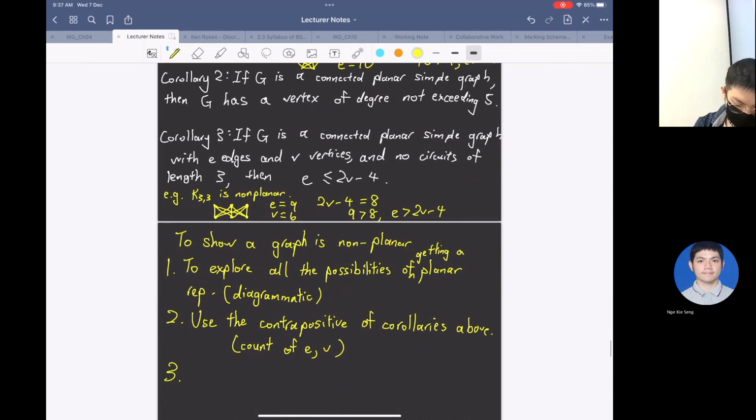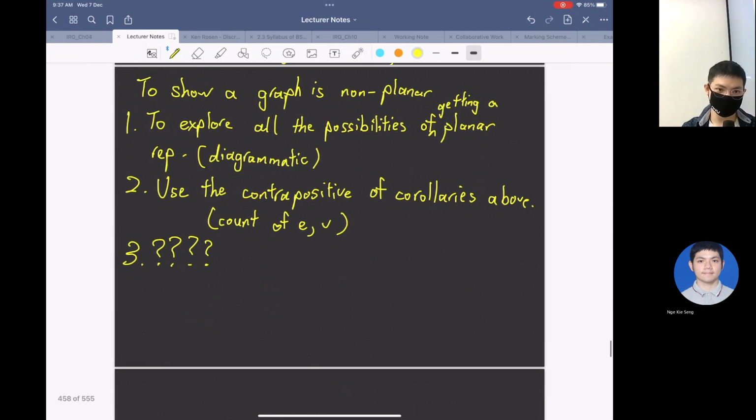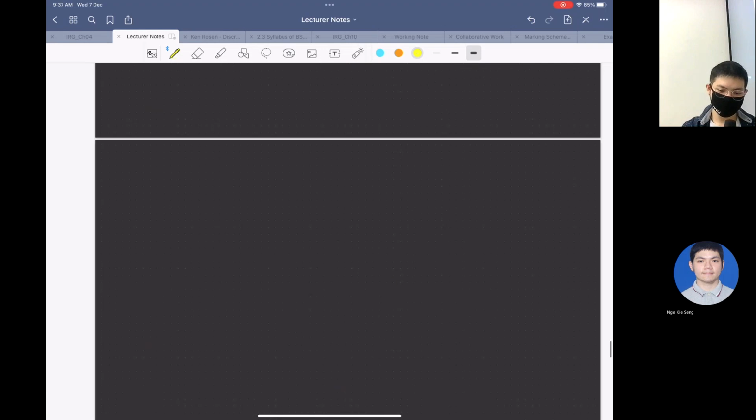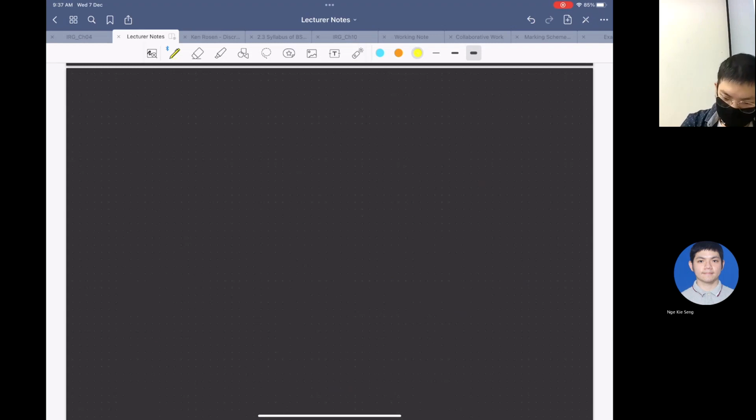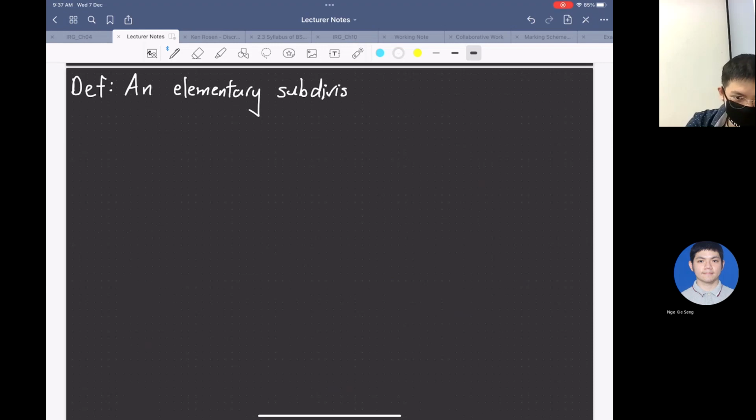So next we're going to talk about the third way. What's the third way? The third way is the power of topology. Talk about the topology of a graph. What we can play around with is that we can add a lot of edges into the graph. So we define a way to add edges into the graph, which we call the elementary subdivision. You subdivide your edges.